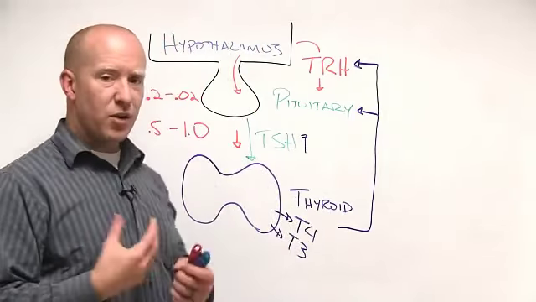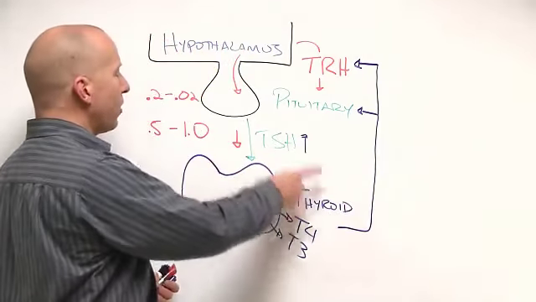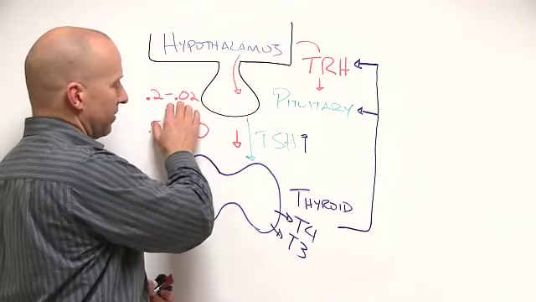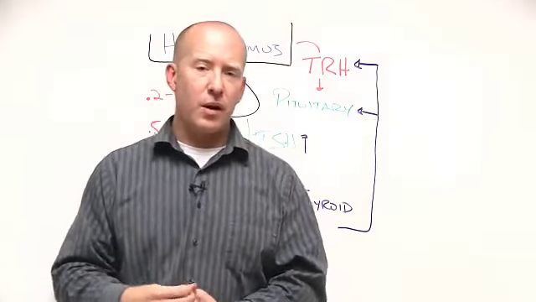Now, Graves' disease is an attack on certain receptors on the thyroid gland that has it produce an abundance of thyroid hormone. And because it has such high levels of thyroid hormone, the pituitary will very strongly shut down TSH production because it absolutely doesn't need more thyroid hormone.